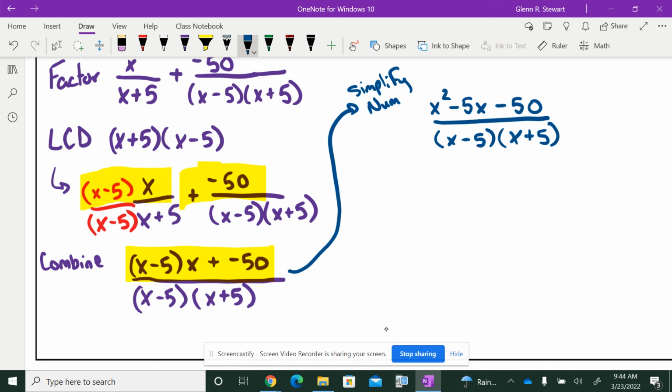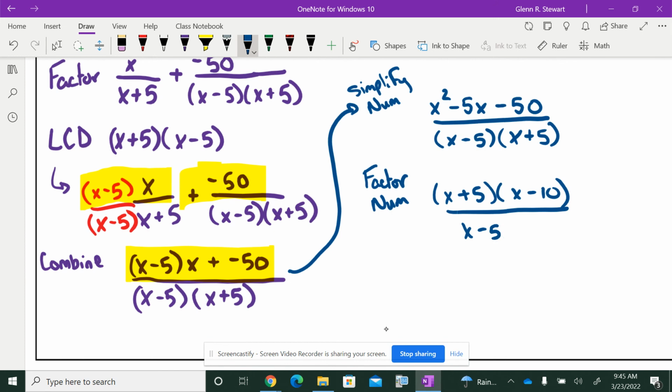No, I always talk about for the top. Oh, for the top, yeah. We want to try and factor the top again, if we can. So what's going to multiply to give me negative 50 and add to give me negative 5? 10 and 5. So x plus 5, x minus 10 over x minus 5 and x plus 5. And then they both have an x plus 5. So my final answer would be x minus 10 over x minus 5. And that's it.